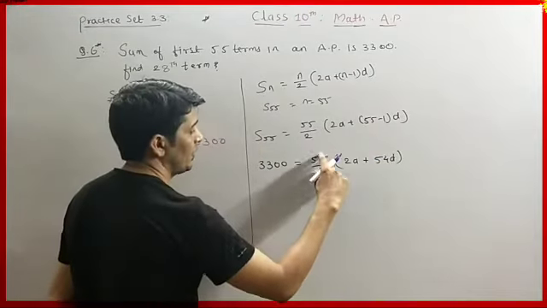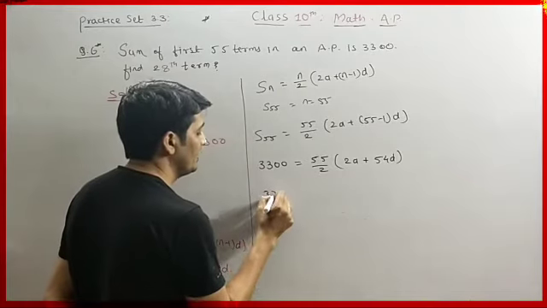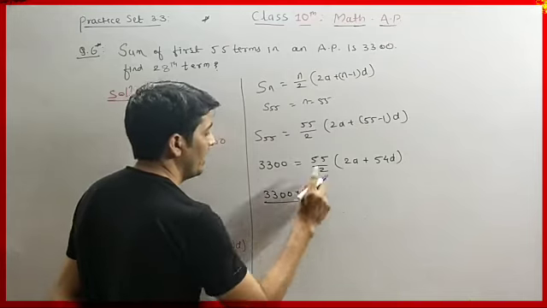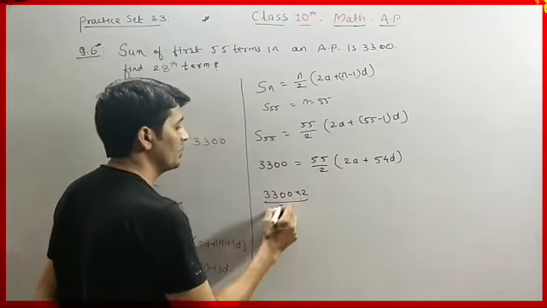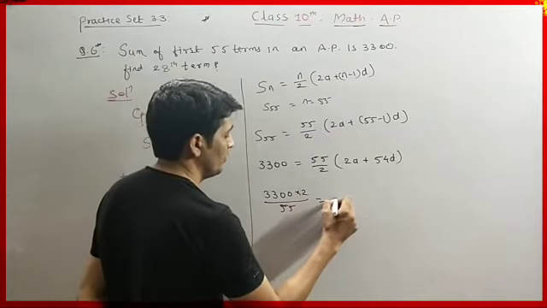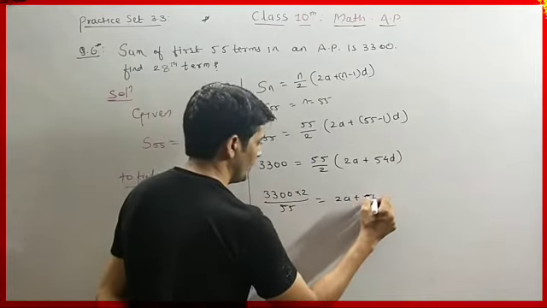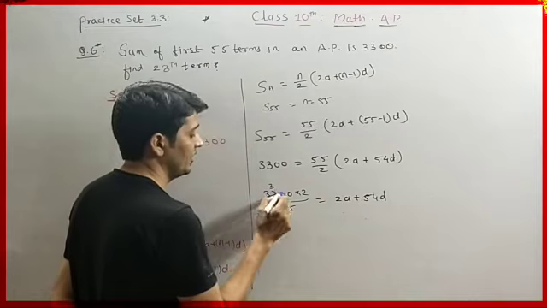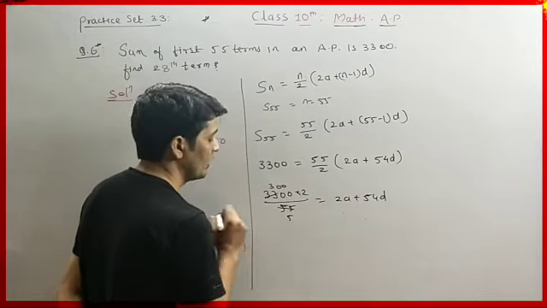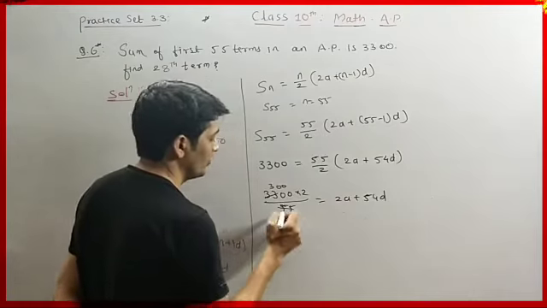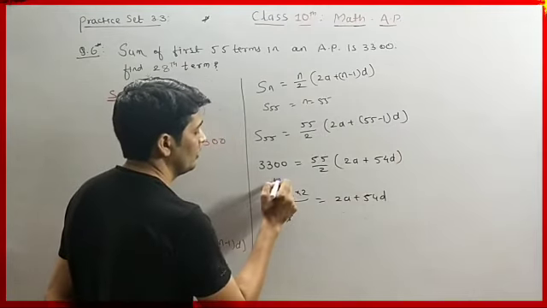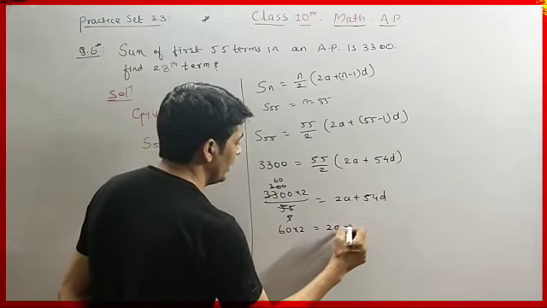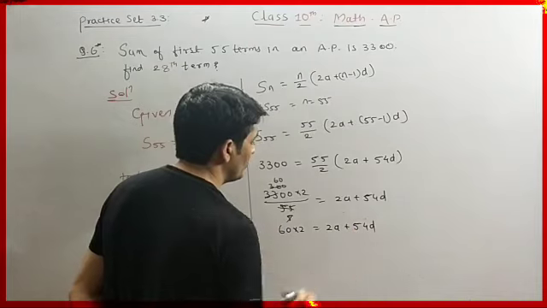So we are going to transfer this part to the other side. So we will get 3300 into 2. It is in division form, so it will come in multiplication form. And 55 is in division form, so it will come in multiplication form. So it is 55 equals to, we have 2a plus 54d. Now 11 3s are 33 and 2 0s. And 11 5s are 55. So 5 6s are 30 and 0. So we have 60 into 2 equals 2a plus 54 into d.